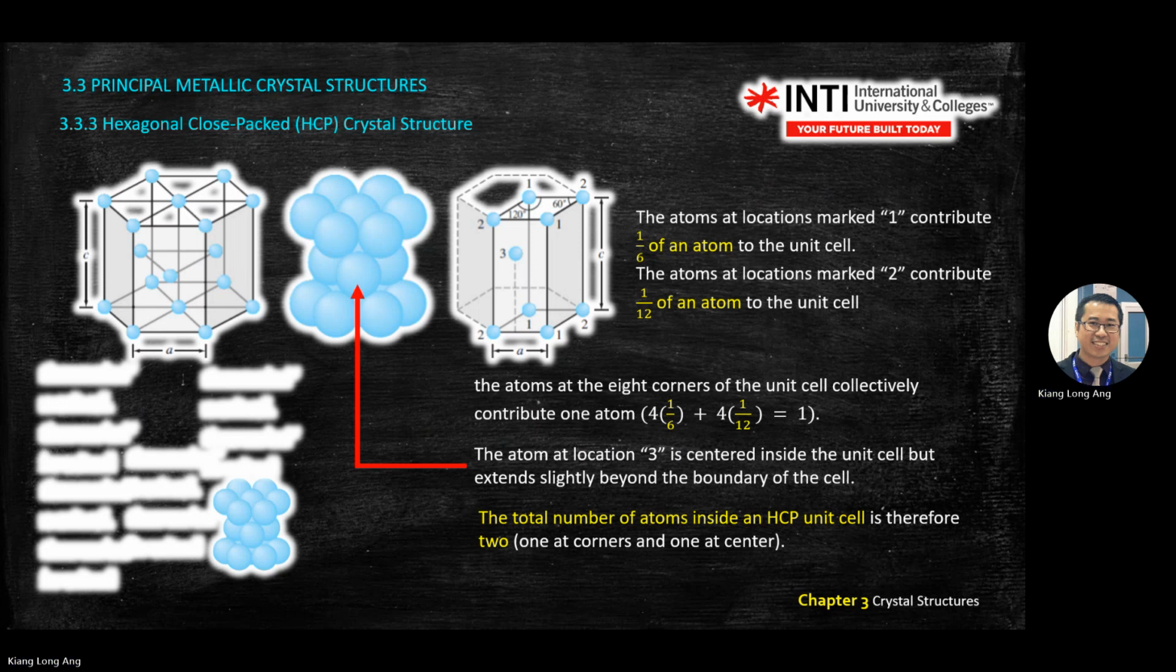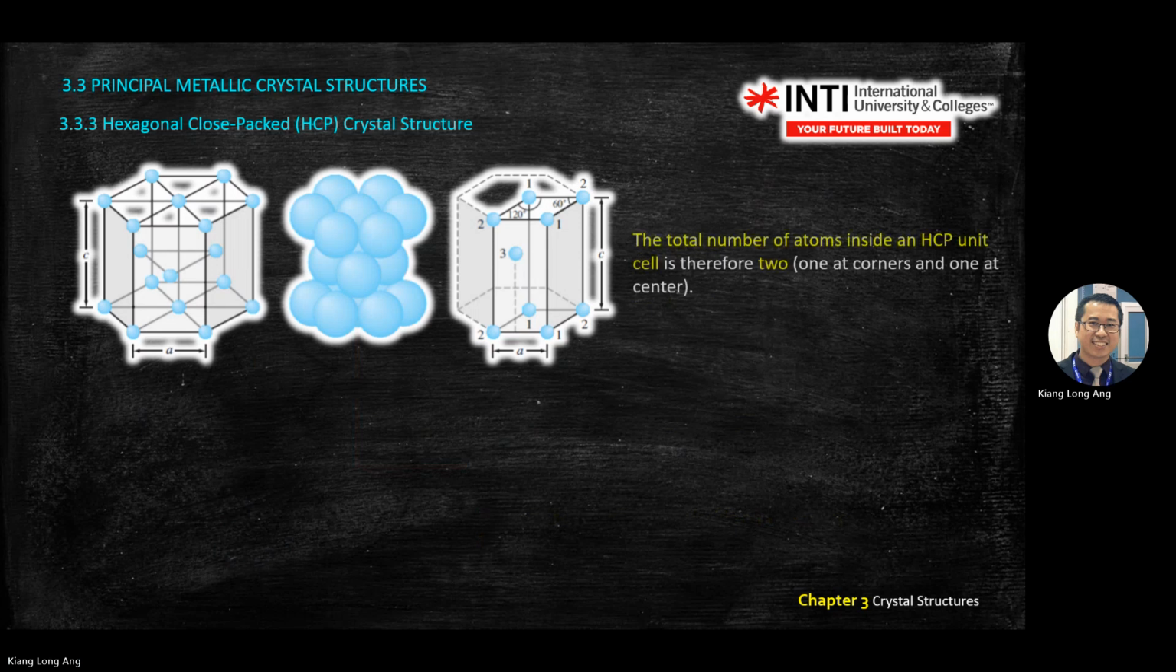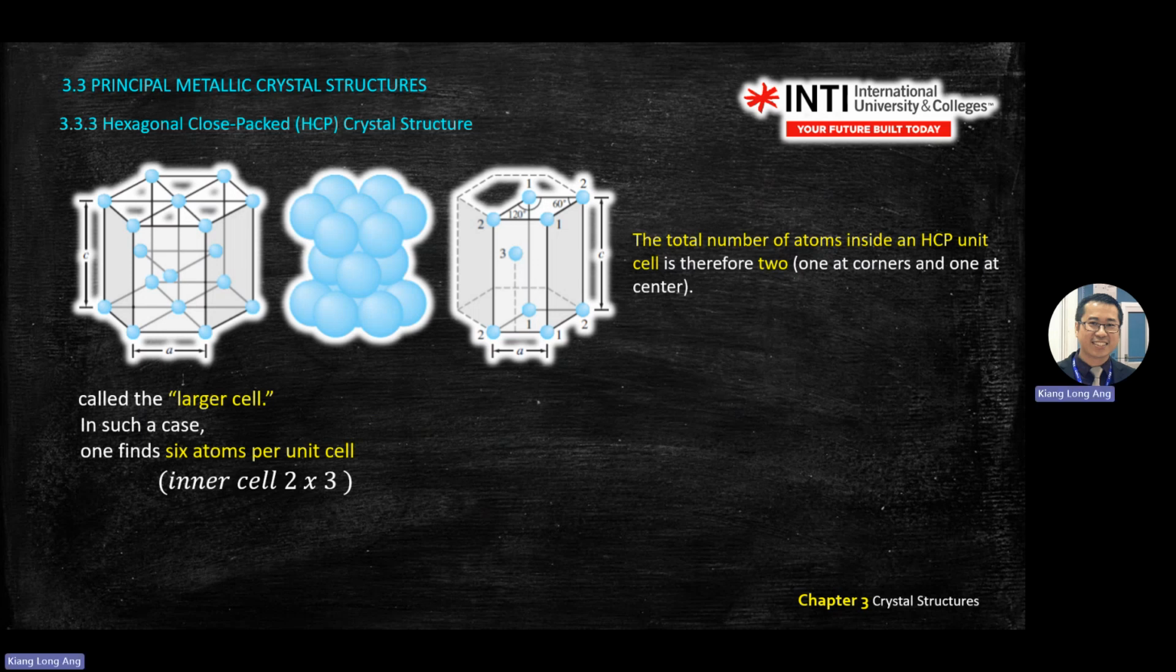So in this case, 6 atoms per unit cell. Why? In one complete HCP, you have 3 sets of this one, right? So one set is 2 atoms. So you have 3 sets, means you multiply by 3, you get 6 atoms.